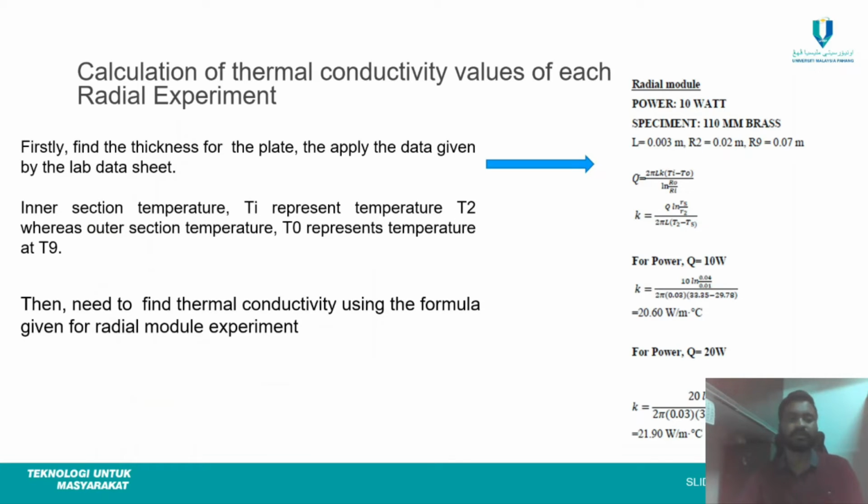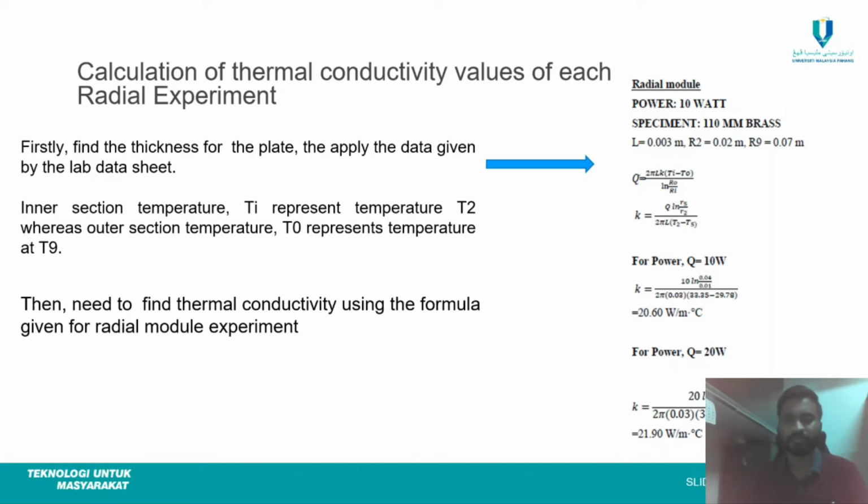Okay, next is the radial module experiment. Let's see how the calculation of thermal conductivity values is done for each of the radial experiments. In the radial module experiment, the way of finding thermal conductivity is a bit different, which means the formula is a bit different. Firstly, we need to find the thickness of the plate by applying the data given in the lab sheet. The thickness of the plate is 0.03 meter, and then R2 is 0.02, and R9 is 0.07.